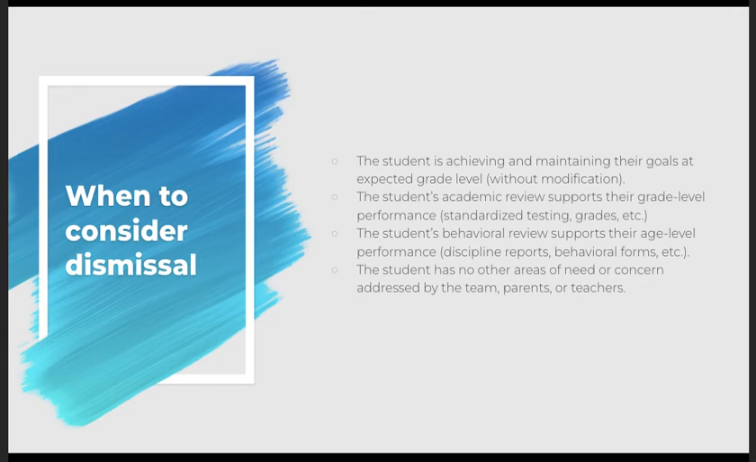The student's behavior review report supports their age level performance. So, there's not extensive discipline referrals anymore. If they have a point sheet, that data shows they're really reaching their goals on a consistent basis. And then the student has no other areas of need or concern addressed by the team, parents, or teachers.